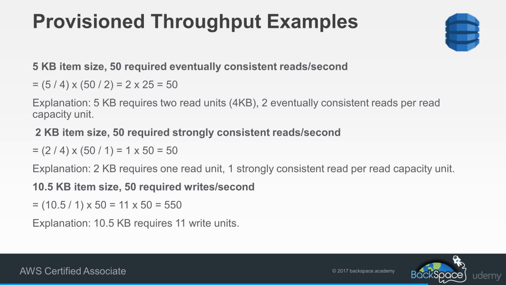If that was an eventually consistent read, it would be 50 divided by 2, because you need less capacity for eventually consistent reads. So it's 50 again. So let's have a look at writes.